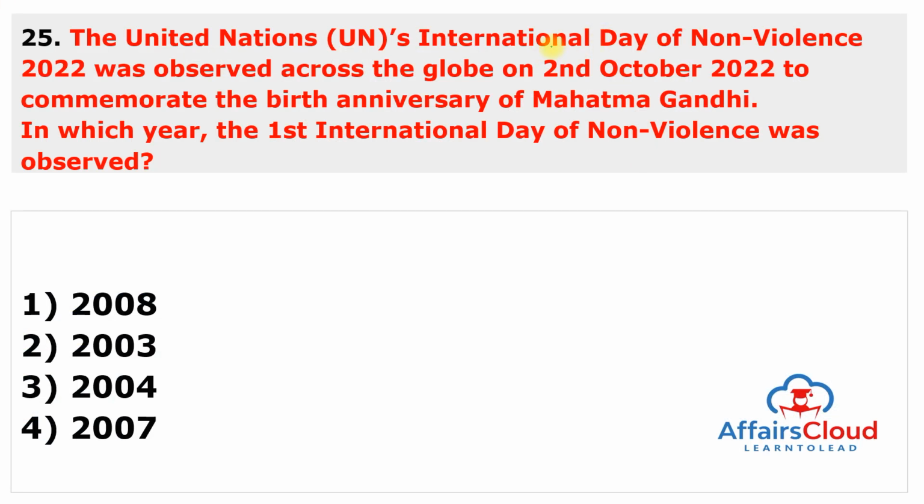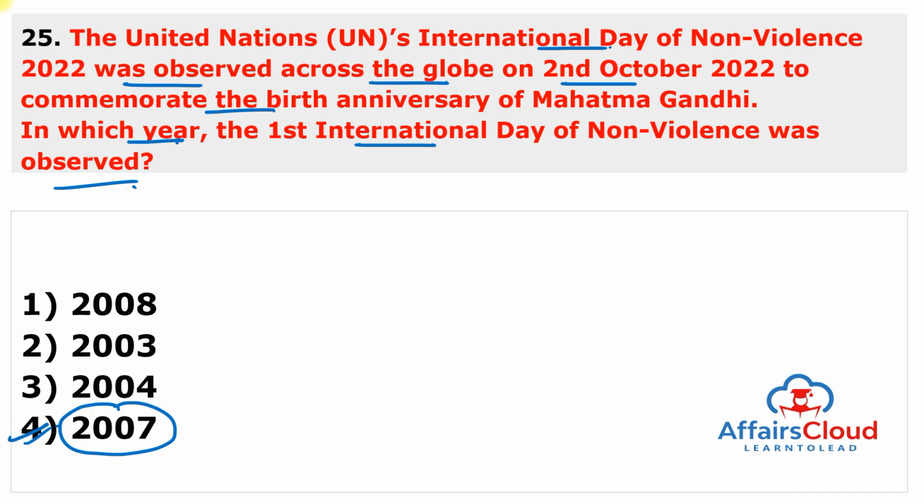The United Nations International Day of the Non-Violence 2022 was observed across the globe on 2nd of October 2022 to commemorate the birth anniversary of Mahatma Gandhi ji. In which year the first International Day of Non-Violence was observed? And first time it was observed in the year of 2007. So answer of this question is 4.